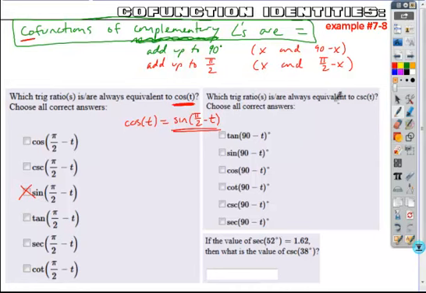Okay, what about this next problem over here? Which of these trig ratios is going to be equivalent to cosecant of t? So the cofunction is secant, and then the complement is 90 minus t, right? And so you can find it here, and that would be your solution.